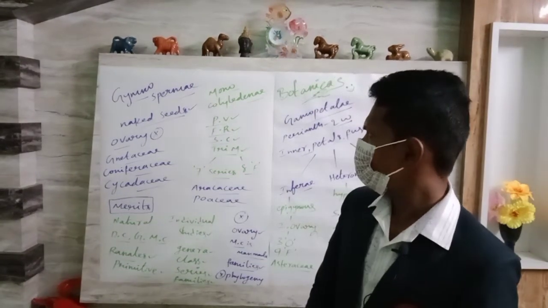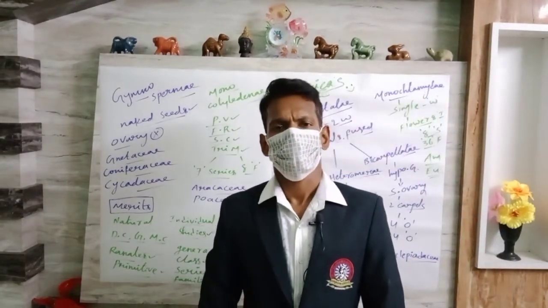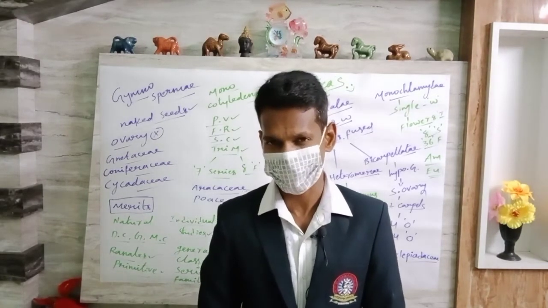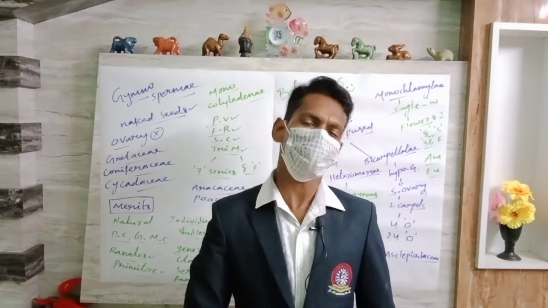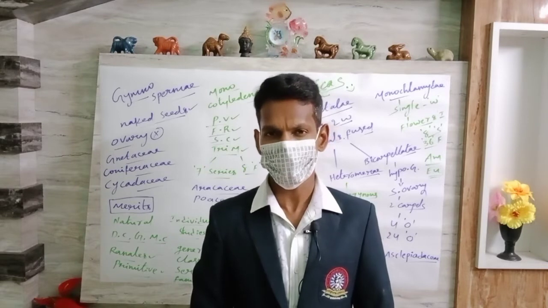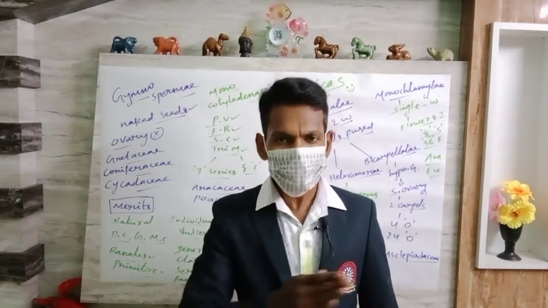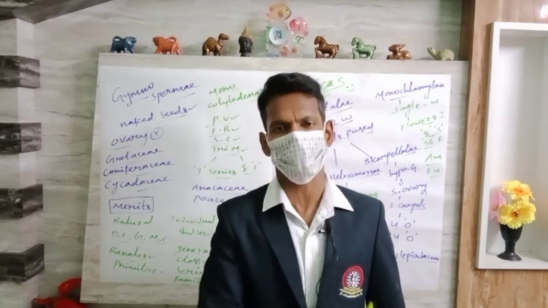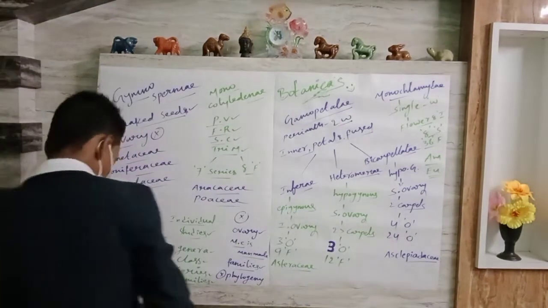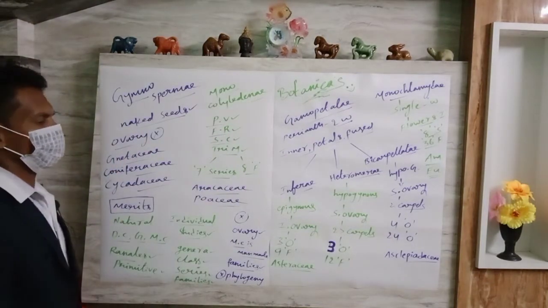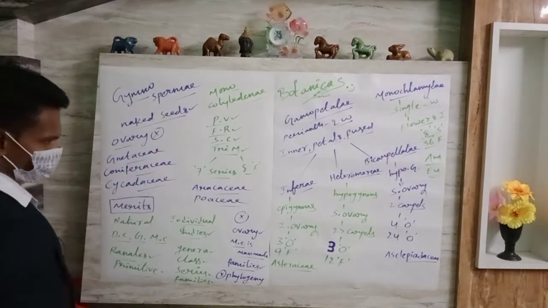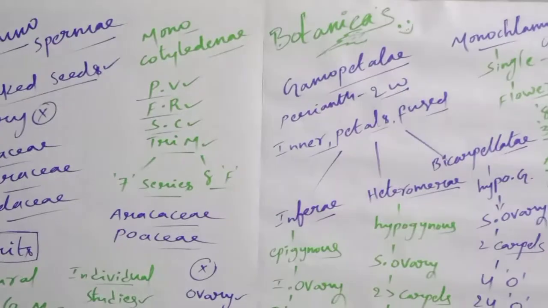So, we are discussing the topic of Bentham and Hooker classification, which is a natural system of classification. Already in the part 1 video, we discussed about 70% of the information. The remaining information we are going to discuss in this video. So, let's see what that remaining information is. In the last video, we had already started dicotyledons. In this video, we are going to discuss gymnospermae and the remaining classification information.